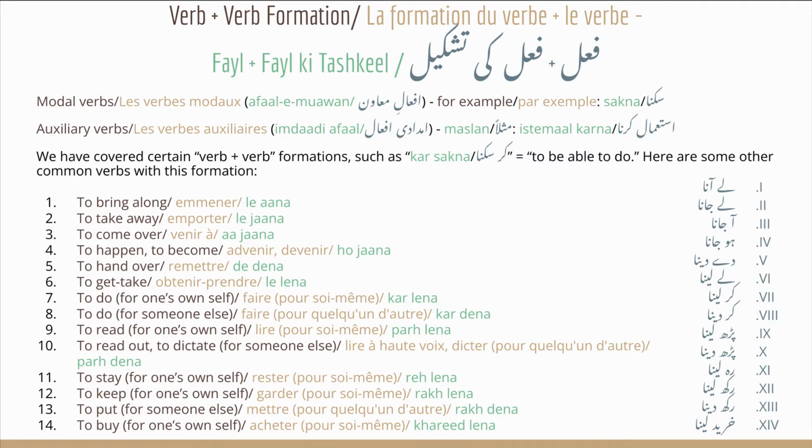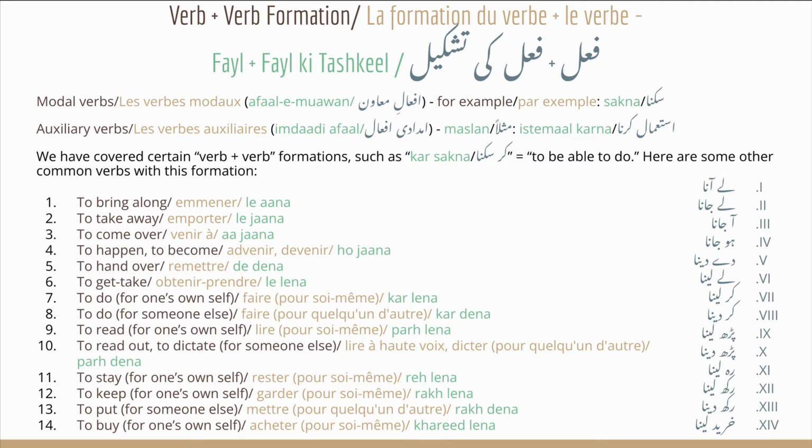So we have already covered certain verb plus verb formations, such as kar sakna, which is to be able to do. Here are some other common verbs with this formation. To bring along, le ana. To take away, le jana. To come over, a jana. To happen or to become, ho jana. To hand over, de dena. To get or to take, le lena.